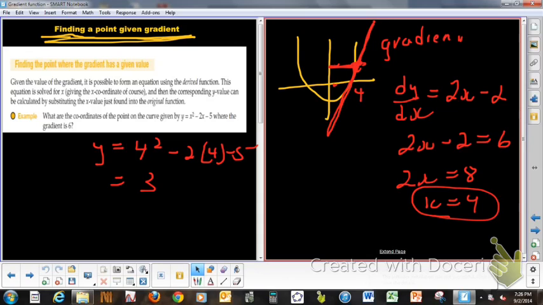So we have now found that the coordinate of that point is (4, 3). So at (4, 3), the gradient, that rate of change at that moment of time, is 6. The tangent to that point has a gradient of 6.